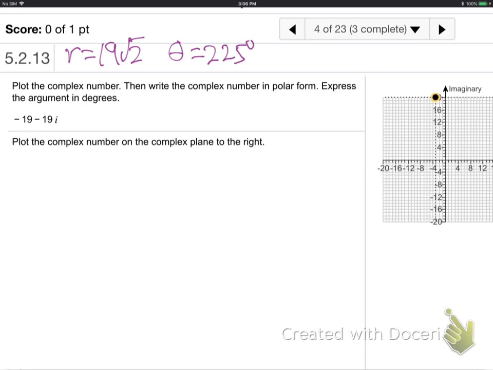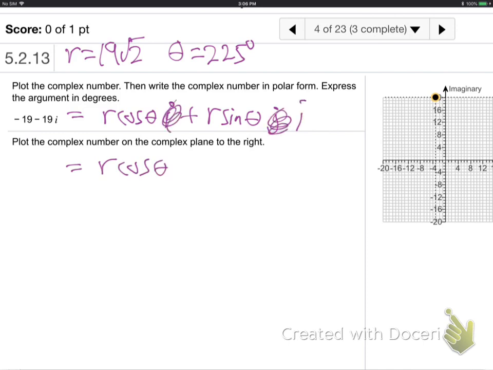Once you have those two, how do you write this? Just remember back to vectors. Vectors were r cosine theta i plus r sine theta j. But instead, we're now scribbling out the i, putting it on the right side, because it's a complex number. Instead of i and j, it's real and imaginary. And we're also factoring out the r. I don't know why they suddenly decided to do that. They just did.